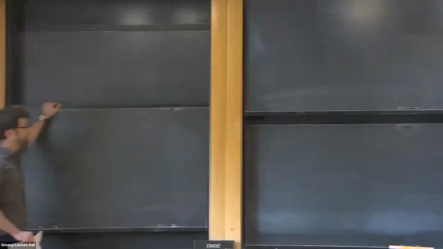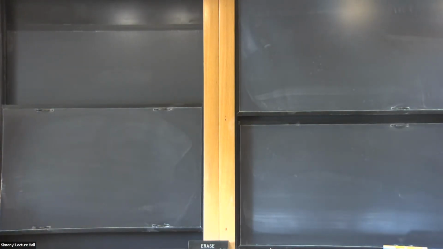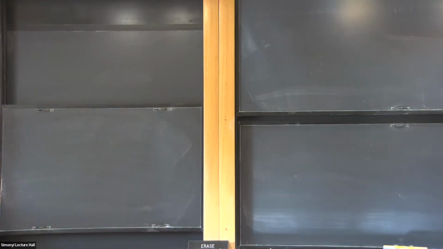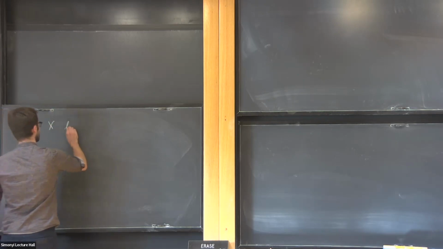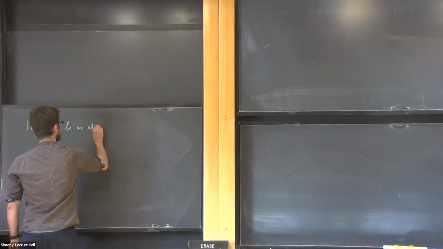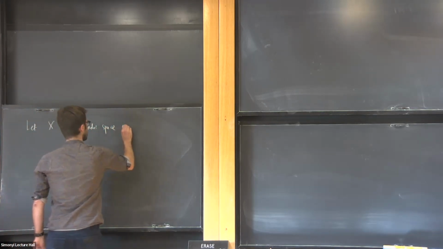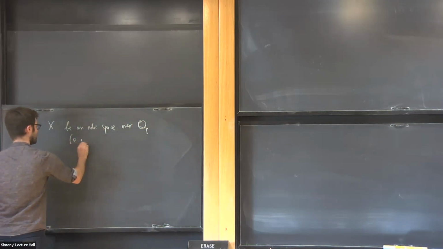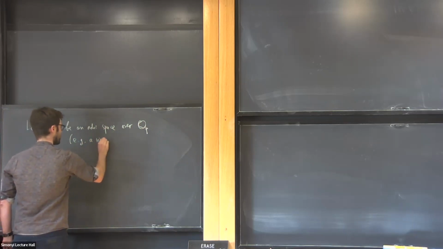Right, so I want to speak about stacks in p-adic Hodge theory of rigid spaces, and I guess there are various ways of motivating the study of such geometric objects. I want to start with a specific one. Let X be an adic space over Q_p. For example, X is a rigid space.